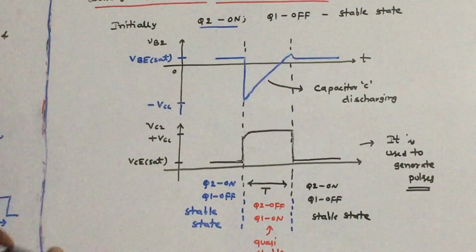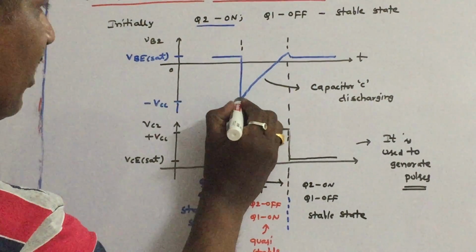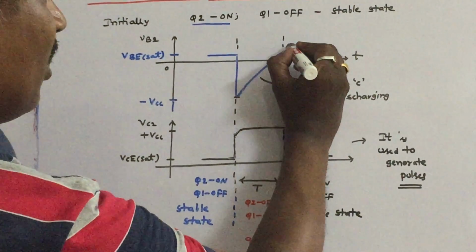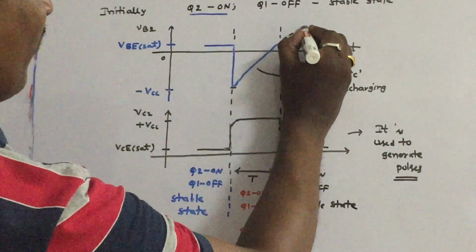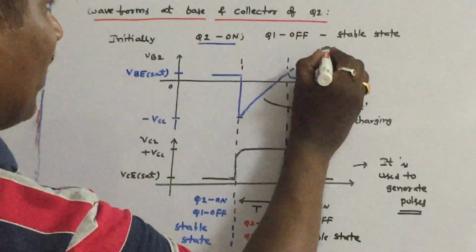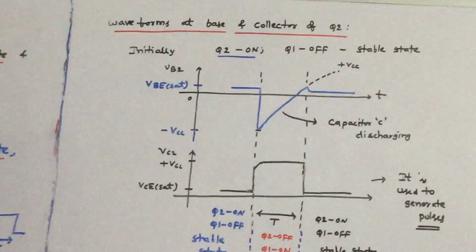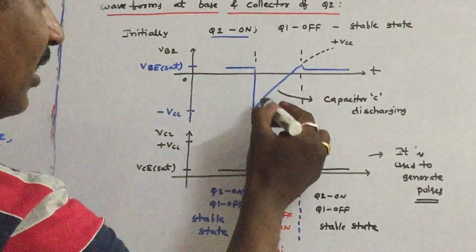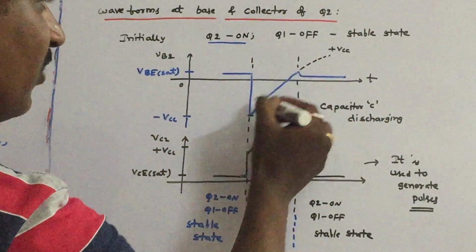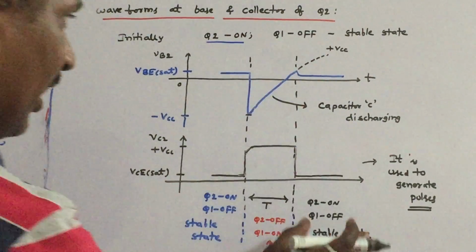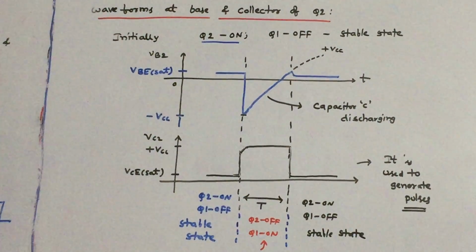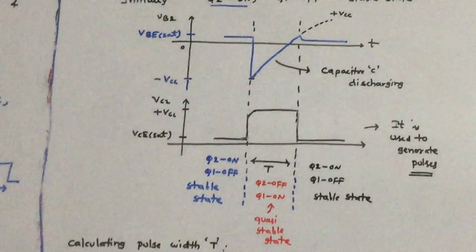So what is the initial value? The initial value is minus VCC. What is the final value it has to reach? The final value it has to reach is plus VCC. The capacitor discharges with a time constant of RC. So let us substitute all these parameters in this equation.